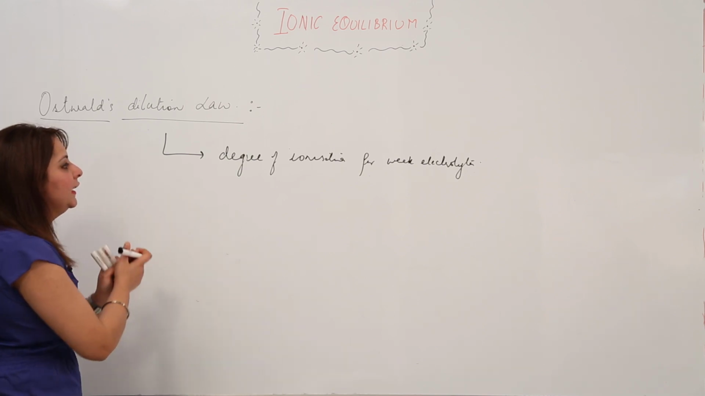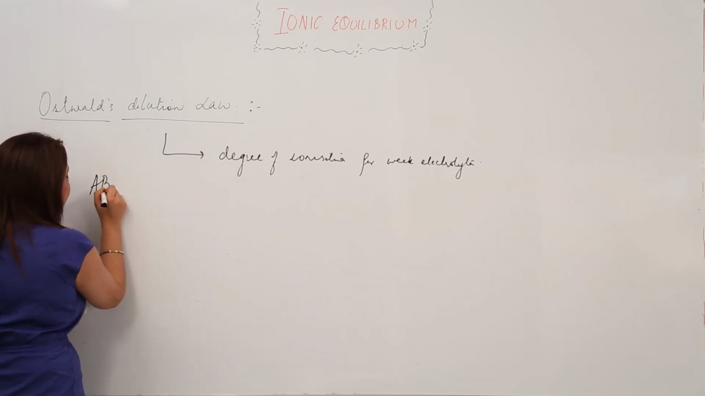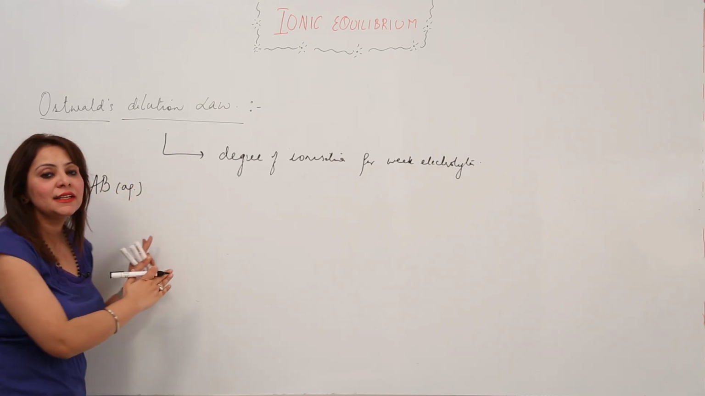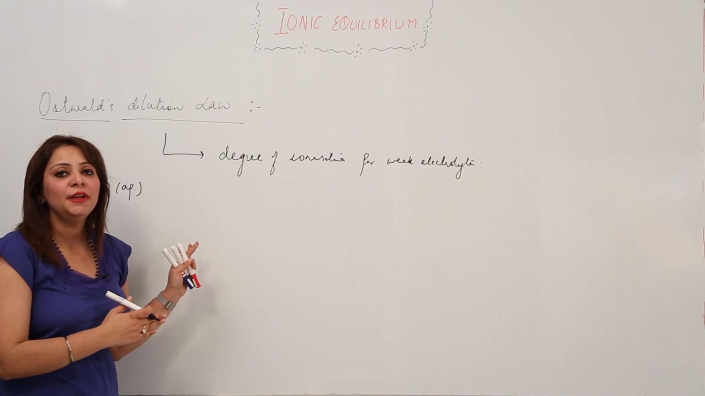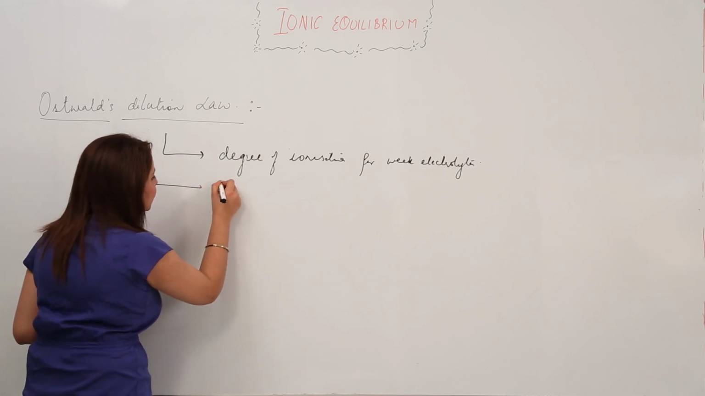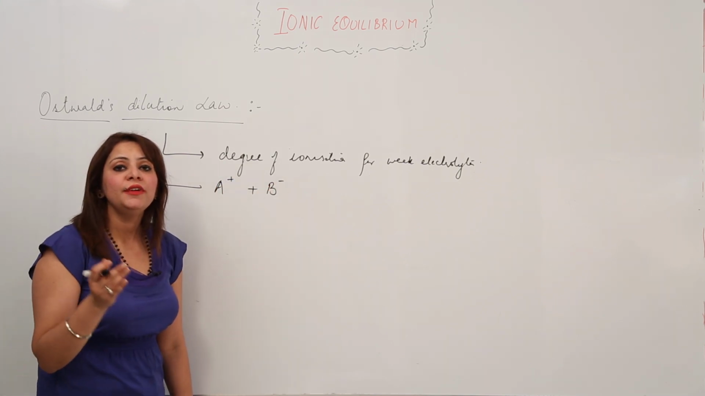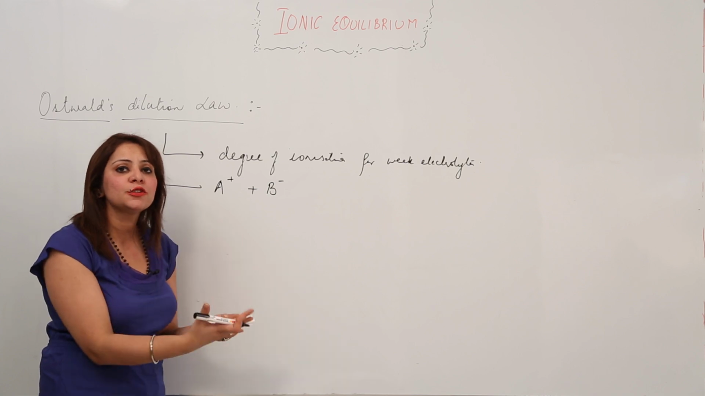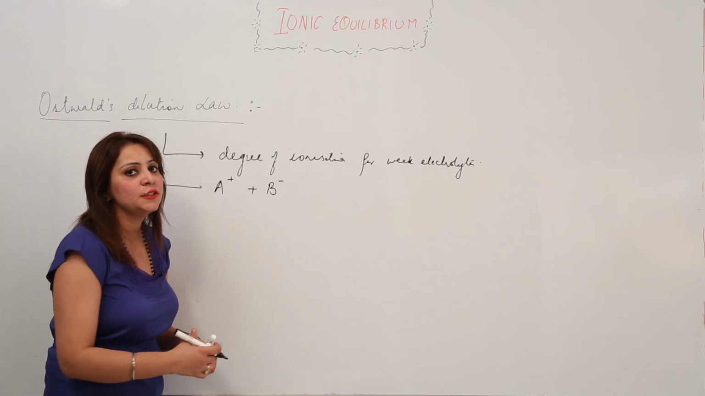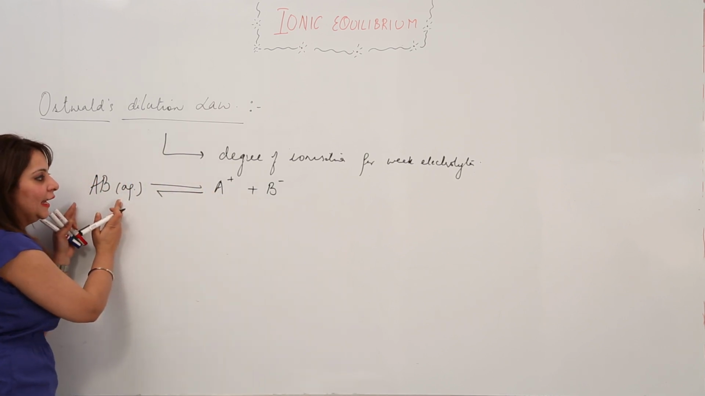So what is it actually? I'm taking an example for you. Suppose I have an electrolyte AB, present in the aqueous state. I know that an electrolyte is a substance which has the ability to get dissociated into ions, and this is how it gets dissociated. In the case of a weak electrolyte, there are ions and also unionized molecules. That means the ions are in equilibrium with the unionized molecules.